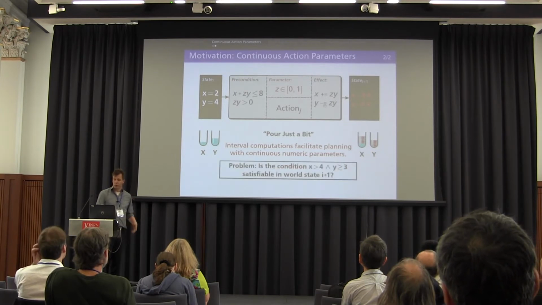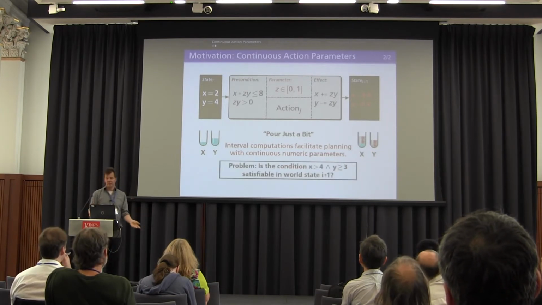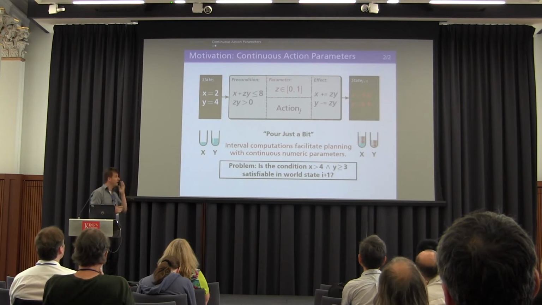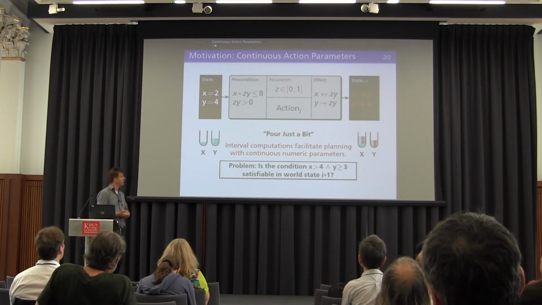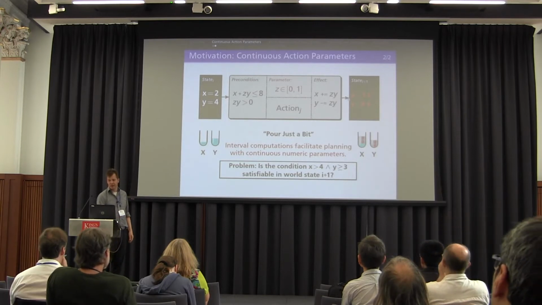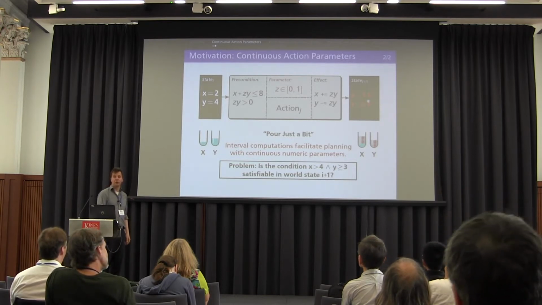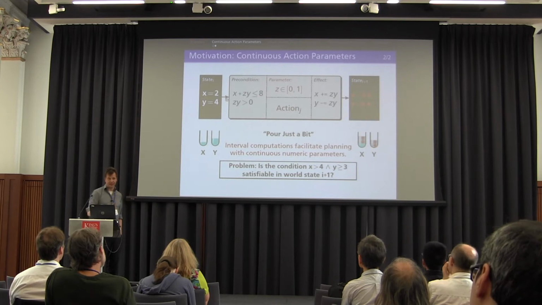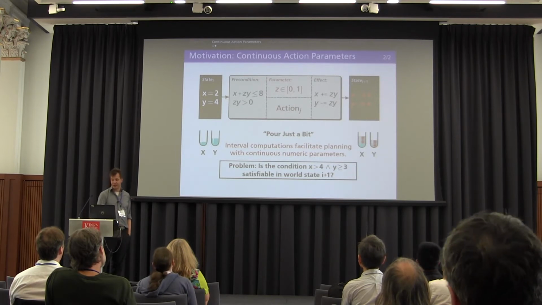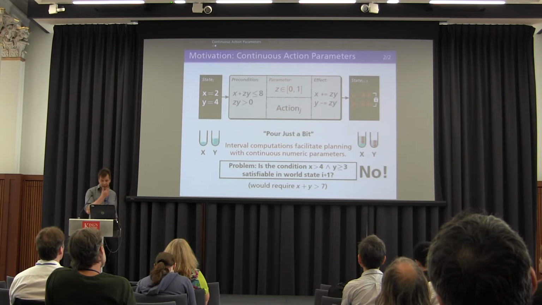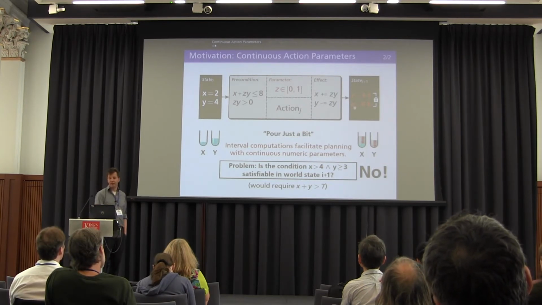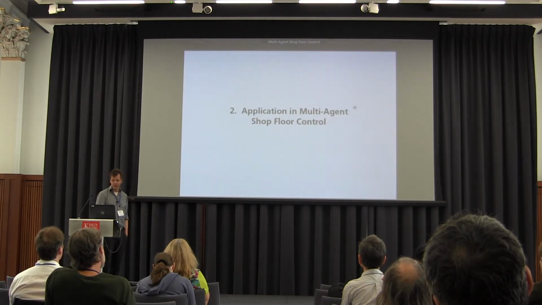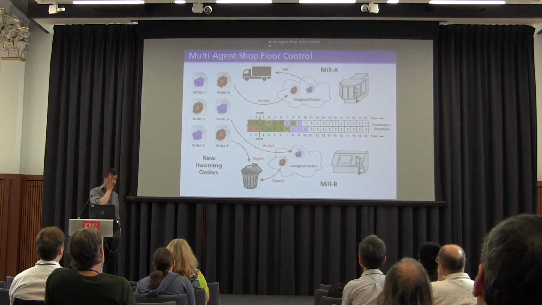One question could be: is the condition that x is bigger than 4 and y is bigger than 3 actually satisfiable? According to the interval it is, but if you look more closely at the problem, it actually isn't, because the overall amount does not change. It has been 6 in the beginning and also 6 in the end. So actually we have some problem that our interval arithmetic maybe is not precise enough. So this is the setting we are concerned with.